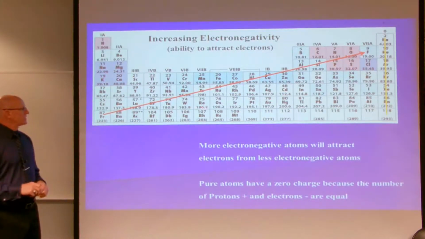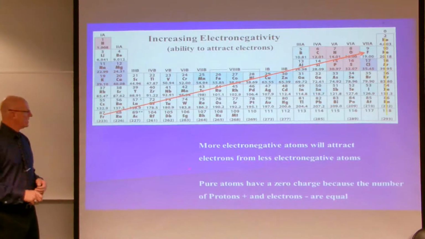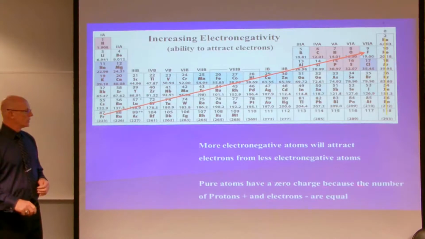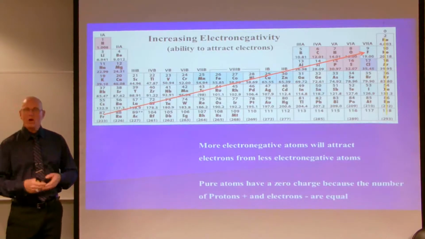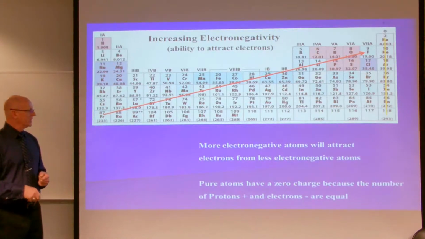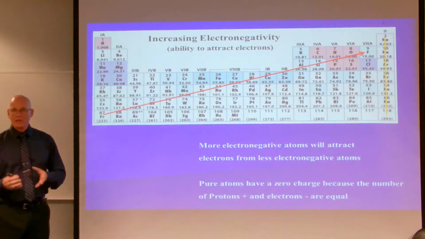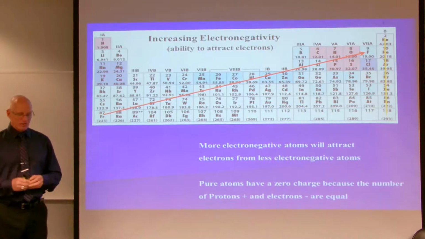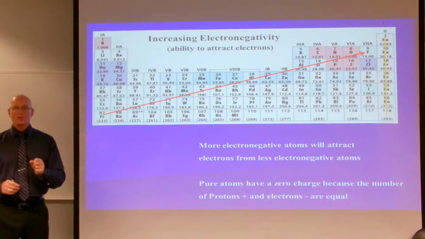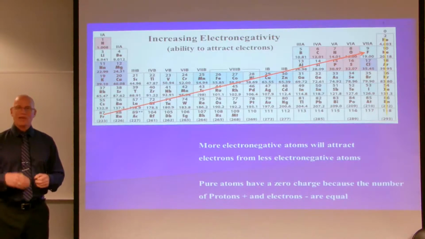Basically, this is the periodic table of elements, and all these elements are in their pure form. These pure atoms have a 0 charge because the number of protons are positive, and the electrons, which are negative, are equal. So like I said in previous lectures, the nucleus of an atom has protons and neutrons.